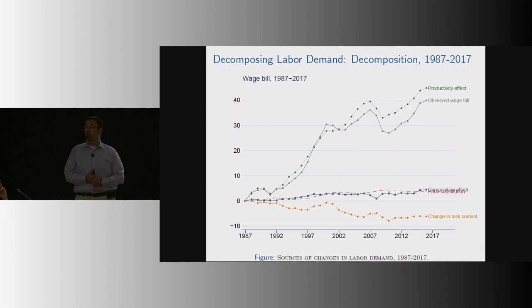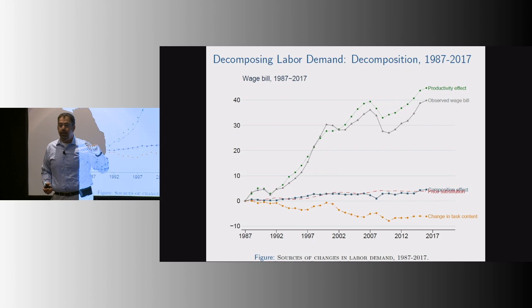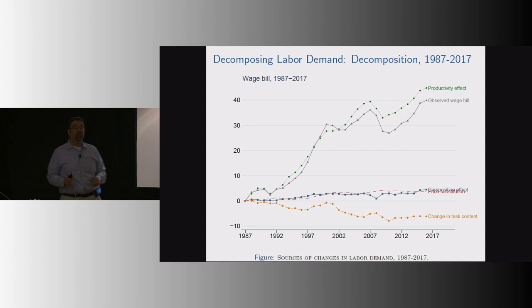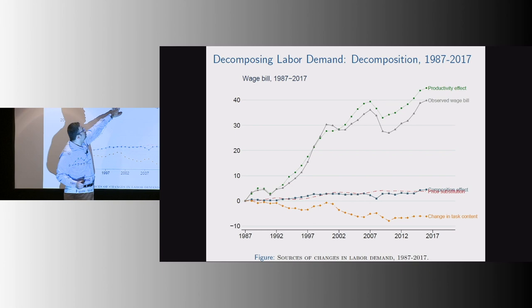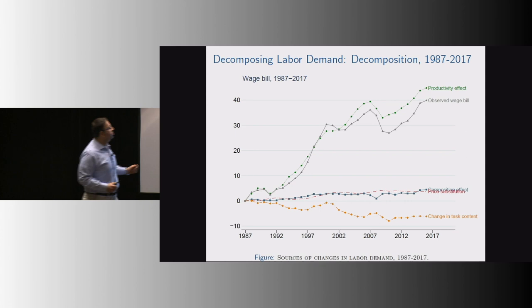But during that anemic growth, you have labor demand, the observed wage bill, follow the productivity effect. Let's look at the other things. The composition effect is completely small. The price substitution effect, the fact that wages and rental payments across industries are changing, is also completely small. But after about 2000, there is a decoupling of productivity growth and observed wage bill. Productivity still increases, a little bit more slowly, but the observed wage bill is essentially constant in this period.